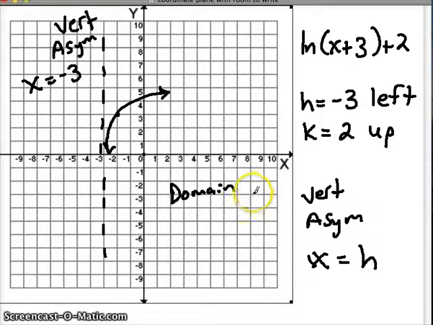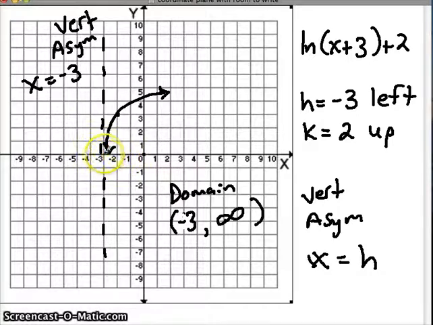Sometimes you'll have questions that ask you for domain and range of log functions. Your domain for a log function will always be open at this vertical asymptote. So it's always going to be that h value there. And over here is always going to go towards positive infinity. It's always shooting off to the right, going more positive. So the domain for this example right here, instead of h, we would use our h value, which is negative 3.